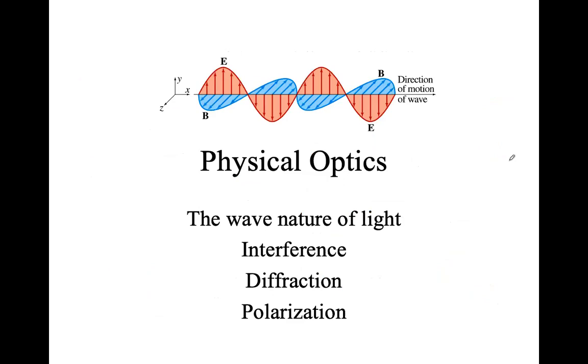We'll go on next week to talk about some of the things light does that makes us think it's absolutely a wave: interference, diffraction. We won't be talking about polarization, unfortunately, this semester. I just don't have the time.